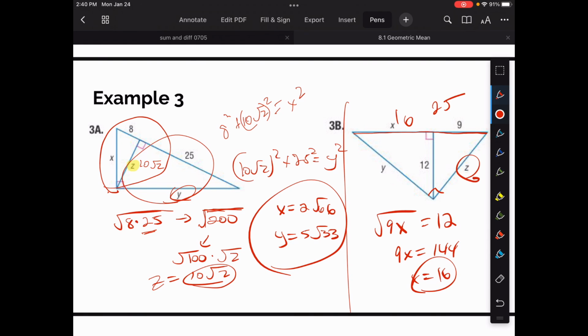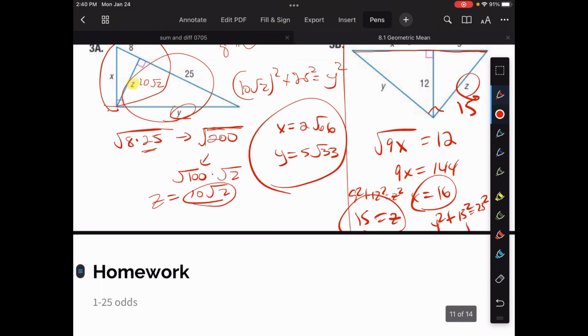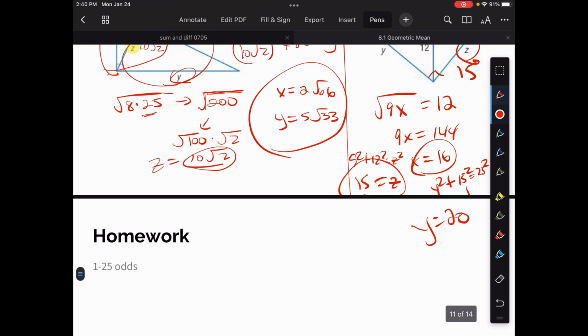But you don't know either of the legs, so you might want to solve for z. So I can do 9 squared plus 12 squared equals z squared. Solve this for z. When I do, I get 15. Once I know that that's 15, I can solve for the big one, say y squared plus 15 squared equals 25 squared. And when you do that out, you should get y is equal to 20.